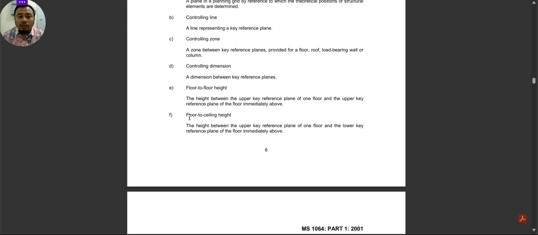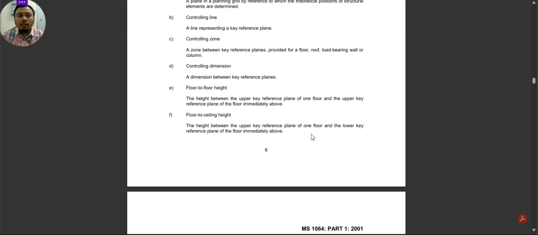But if the term is floor to ceiling height, then that height is between the upper key reference plane of one floor and the lower key reference plane of the floor immediately above. For example, you have a finished ground floor level, and the upper limit, when measured floor to ceiling height, is the finished soffit level of the floor above, or the ceiling finish level of the second floor.